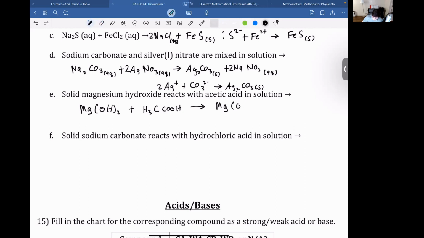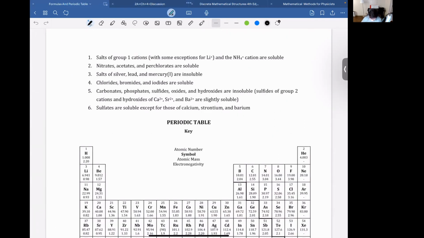I'll just write it like this: H3CCOO. That has a charge of -1 because you're losing one hydrogen. There's two of them, plus water. Balance this out. There needs to be a 2 there. And then we get our net ionic equation. Well, let's see what's soluble and what's not.